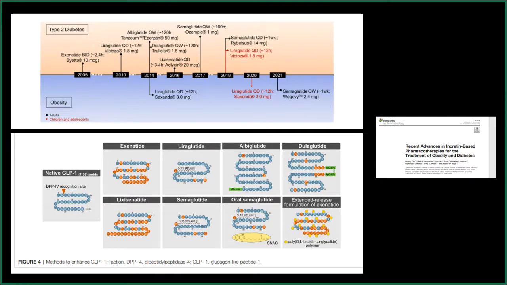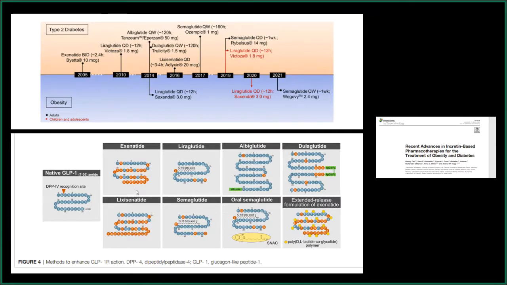Exendin-4 works on the GLP-1 receptors, so it is very analogous to GLP-1. And this particular thing was identified actually at the Bronx VA. So it's one of the VA products, identifying exendins and developing a compound that would work longer. You can see that several different techniques have been used to modify these proteins. This is native GLP-1. The main thing that has been done for most of these is to change this site where DPP-4 will cleave it and make it inactive. So most of the modifications make it resistant to DPP-4.